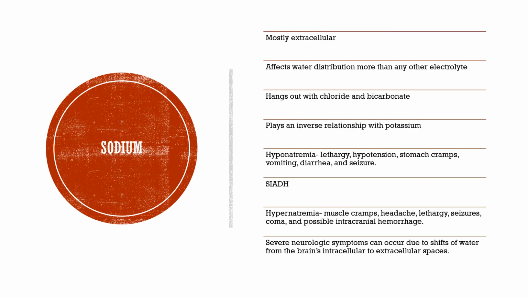So we'll talk about sodium first. Remember that we find sodium primarily on the outside of the cell. Sodium does affect water distribution more than any other electrolyte. Where sodium goes, water wants to follow, or vice versa. Where water goes, sodium likes to follow. That's not always the case, but more often than not it is the general rule. It also likes to hang out with chloride and bicarbonate, and in that relationship it helps promote acid-base balance.